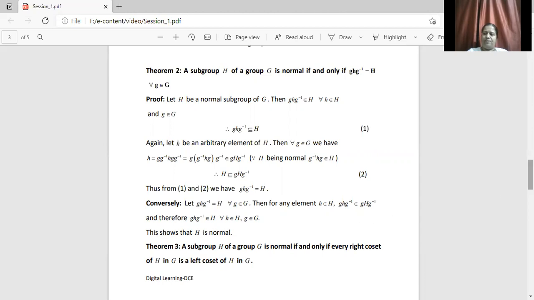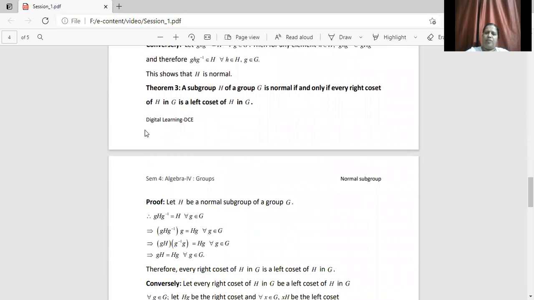Third theorem here. Theorem 3. A subgroup H of a group G is normal if and only if every right coset of H in G is a left coset of H in G. That means H is a normal subgroup if and only if every right coset of H in G is a left coset of H in G. For that proof, let H be a normal subgroup of a group G.